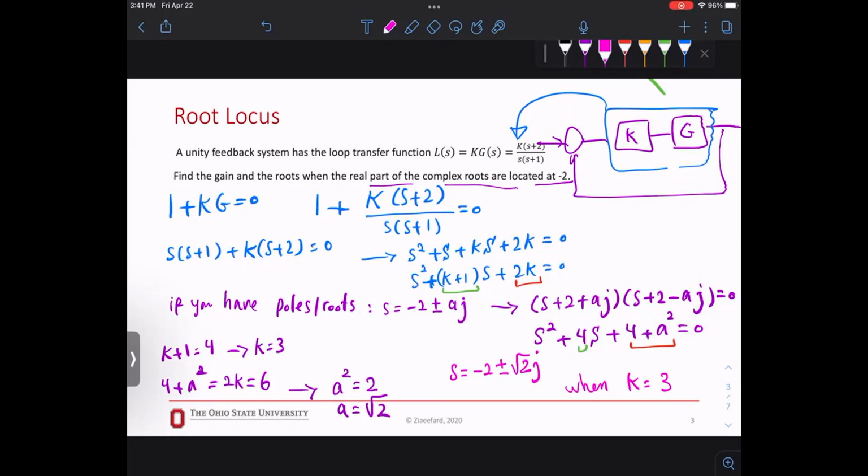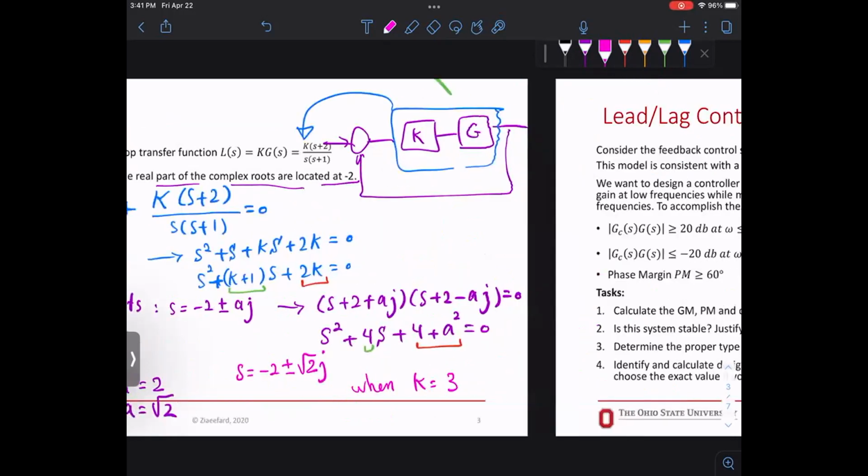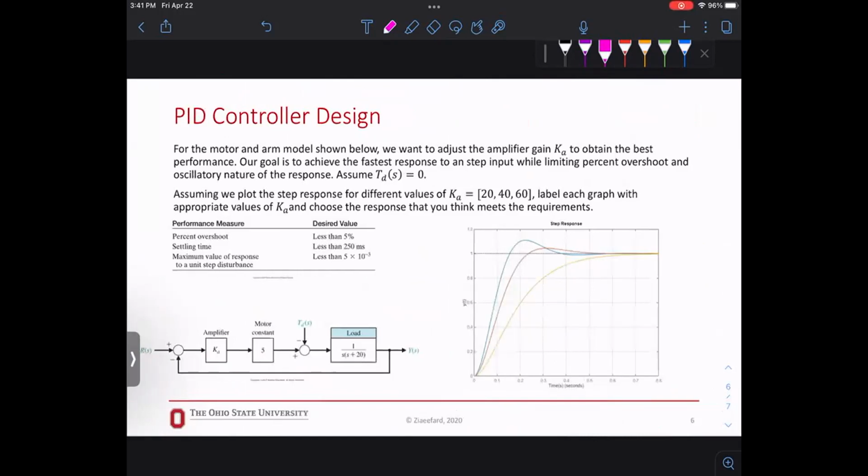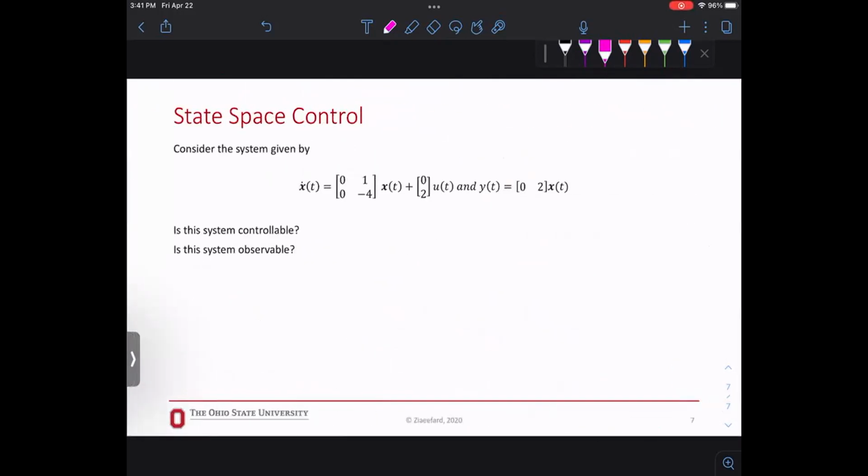Any question on this? Yes. Because it tells me for the complex pole, the real part is the same, they're always conjugate. All right. This is a bit long. I'm going to go solve this one and then go back.